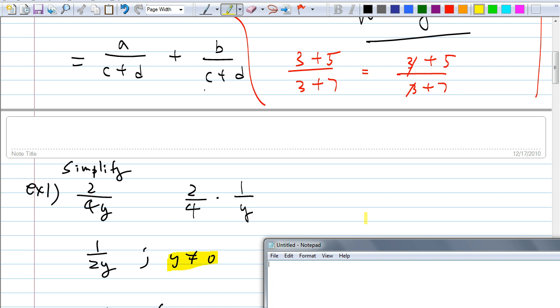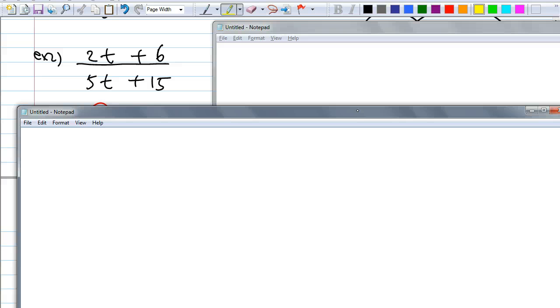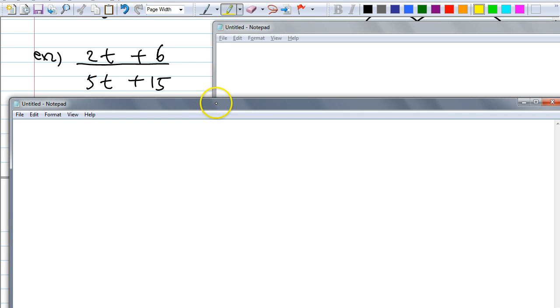Do we have to show like 2 over 4 times 1 over y? No, for something simple, you could just divide top and bottom by 2. But it's good to show work this way, because you don't make silly mistakes. You'll see in a minute that it's easy to make silly mistakes on these. So there you go. 2t plus 6 over 5t plus 15. Very simple expression that's written as a fraction.